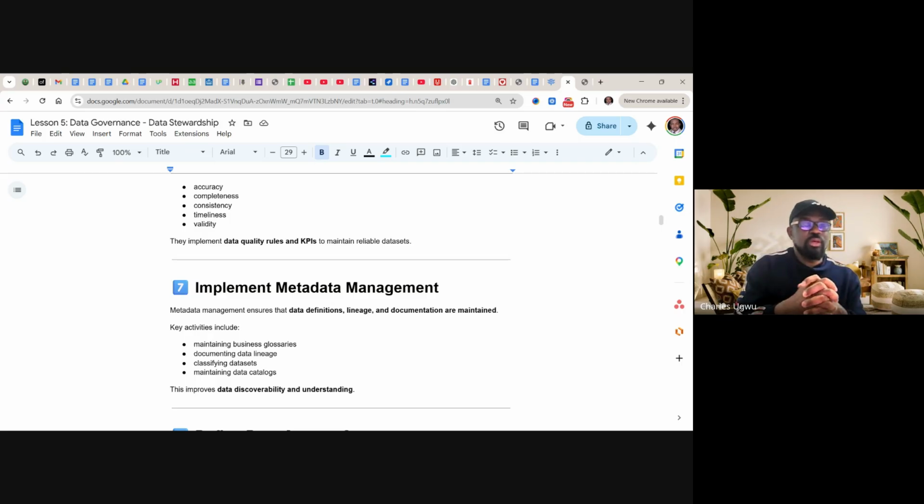So we should be able to carry these out. It's part of the stewardship. Metadata management ensures that data definitions, lineage, and documentation are maintained. They include maintaining business glossaries, documenting data lineage, classifying data sets, and maintaining the data catalog. We know how to do this already.